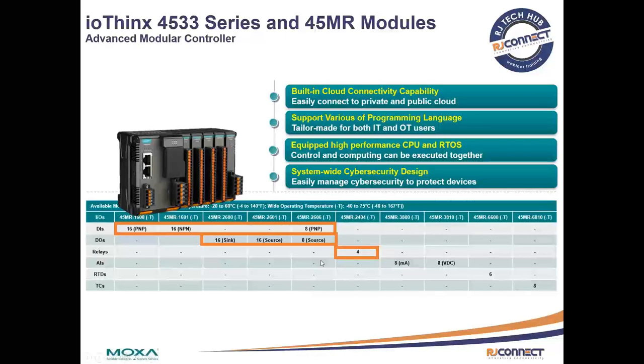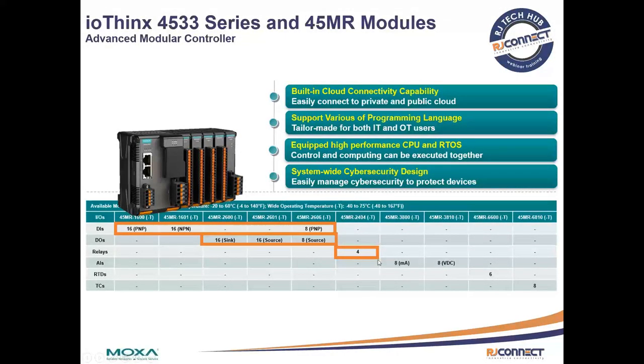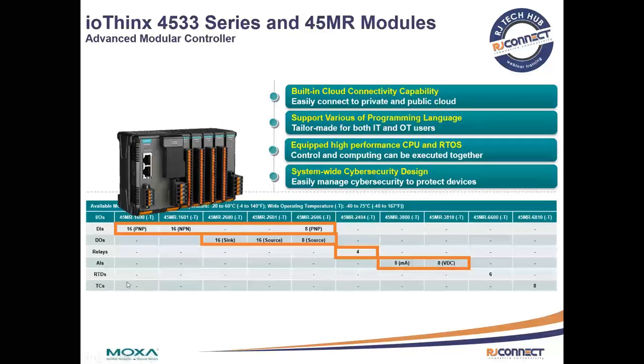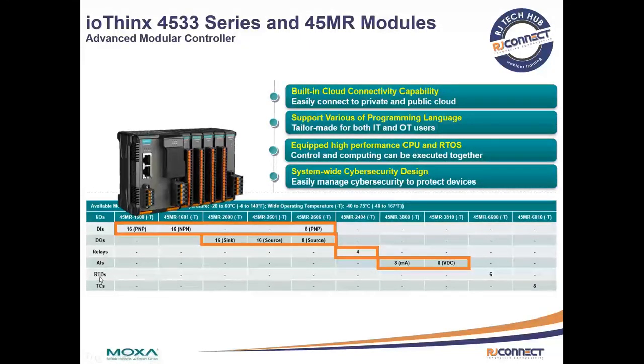And the relay module, which is the one I use in this presentation, is only 4 channel. Okay. If you got, let's say, 6 channels, then you have to purchase, let's say, two relay modules. Okay. And for analog inputs, you got the 8 channel for 0 or 4 to 20 milliamps, and 8 channel for 0 to 10 volts or 0 to 12 volts. Okay. And for resistance temperature detectors, you got up to 6 channels. And for the thermocouples, we got up to 8 channels here. Okay.